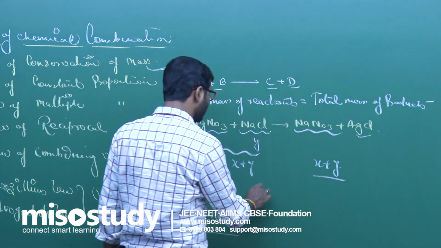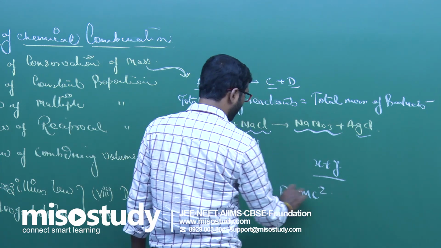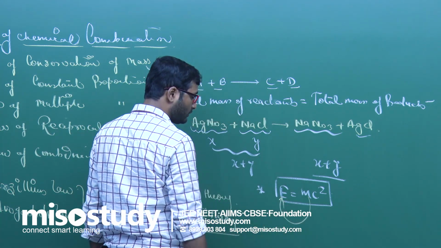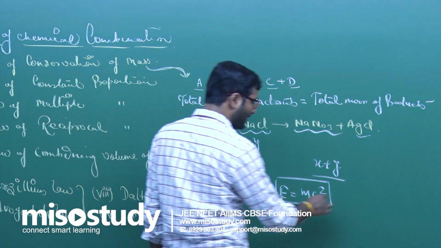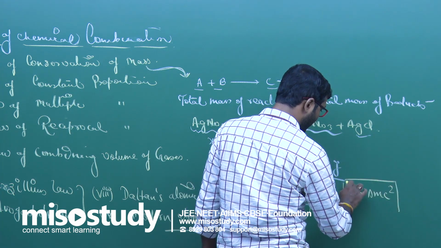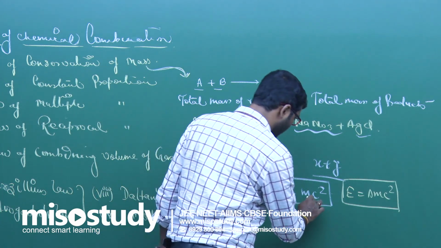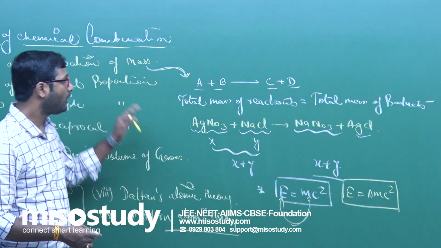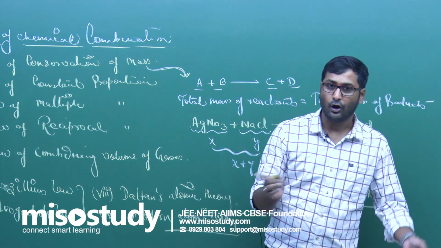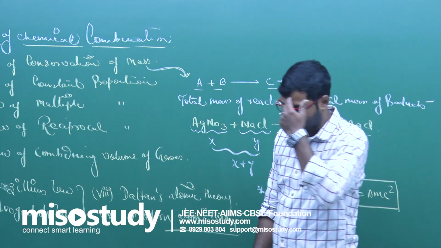Clear to you? But this law is not completely true. As per the Einstein equation, E equals mc square, mass can be converted to energy and energy can be converted to mass. That is the equation actually, delta m c square. This is called mass defect, and generally we use this in nuclear chemistry, radioactive transformation. So overall, the law of conservation of mass or the law of conservation of energy is not independently true. The law of conservation of mass and energy together is completely true. Clear to you? Yes, sir.